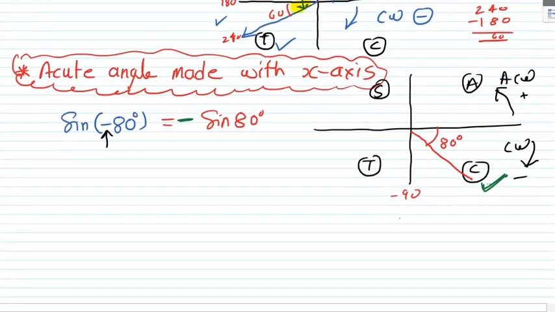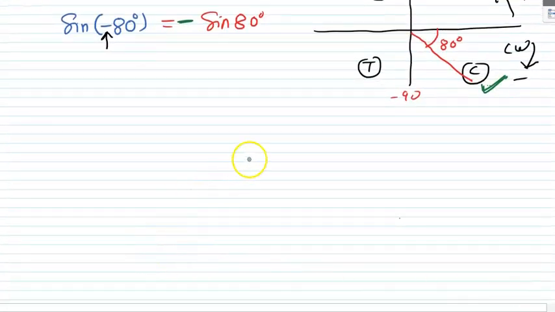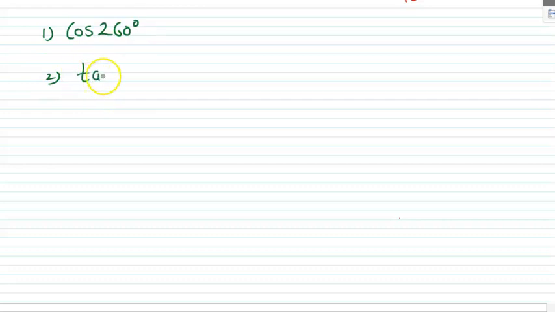You can pause the video and have a go. Okay. Now the question is, first, cos 260 degrees, which you need to sketch. You can use a whiteboard or an exercise book, anyone. And then 110 degrees.